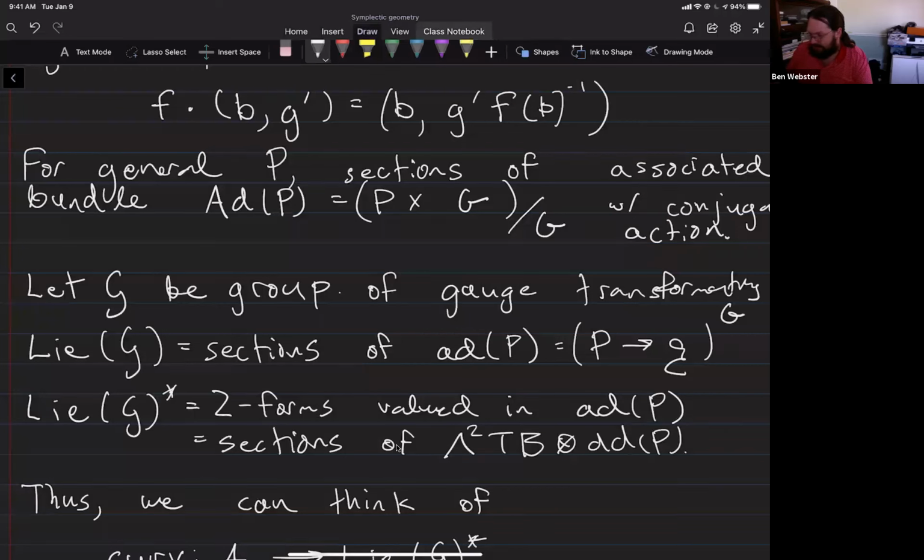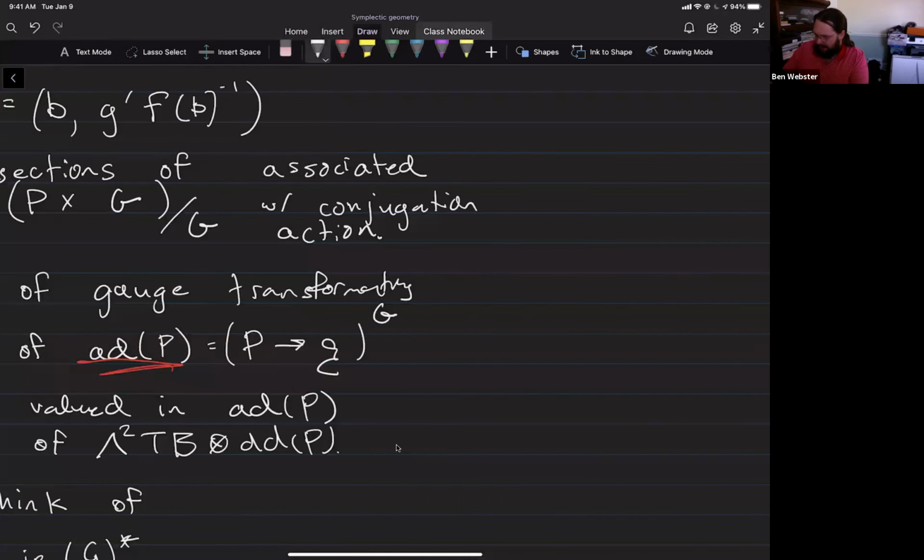The Lie algebra of this guy is sections of this adjoint bundle, right? It's Lie algebra valued functions on the principal bundle P, which are G invariant. So Lie algebra valued functions invariant under the group, that's actually sections of this adjoint associated bundle. And the dual, well, I want something I can pair with one of these Lie algebra valued functions and get a number out at the end. So that should actually be two forms valued in the same vector bundle, because then I can pair two of these guys and get a real valued two form on B, which I can then integrate.